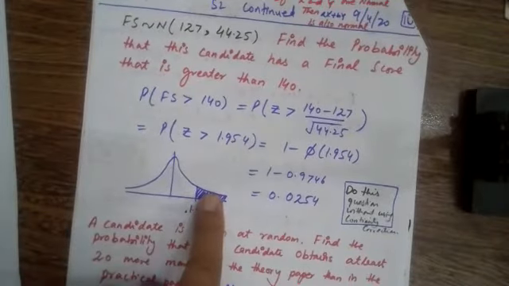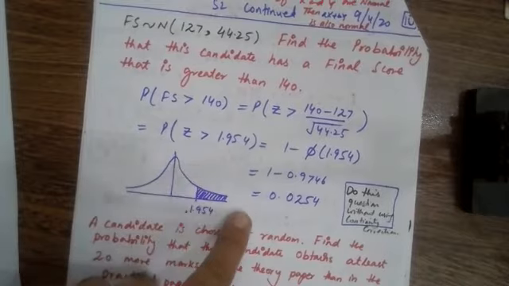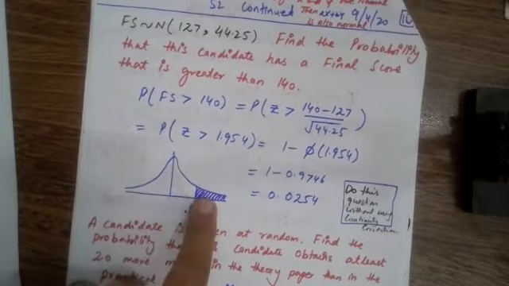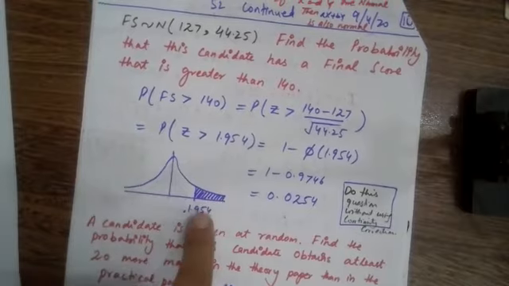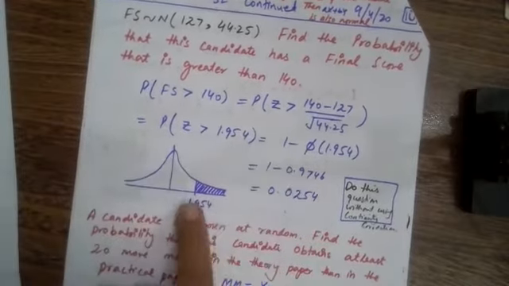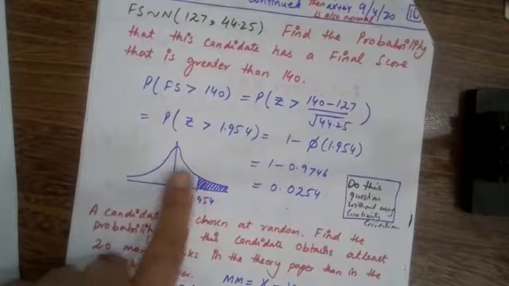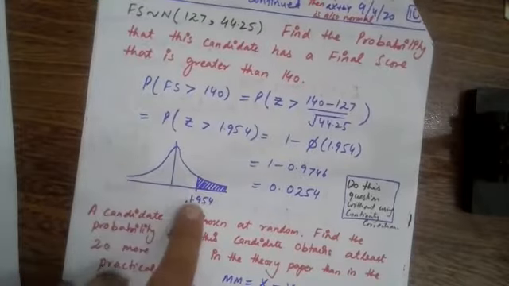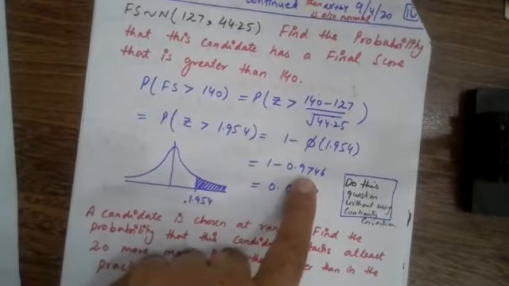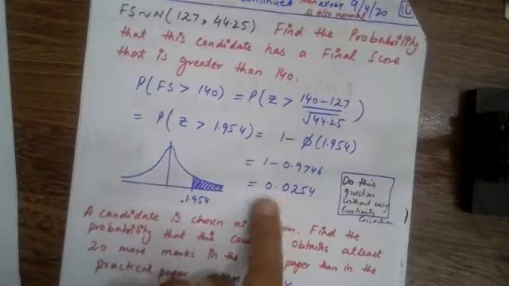which is equal to this area if we draw it on the normal distribution curve, which is equal to 1 minus phi of 1.954. Phi of 1.954 is the area behind this value of Z. I look up this value from the table, and then when I subtract it from 1, I get this answer.